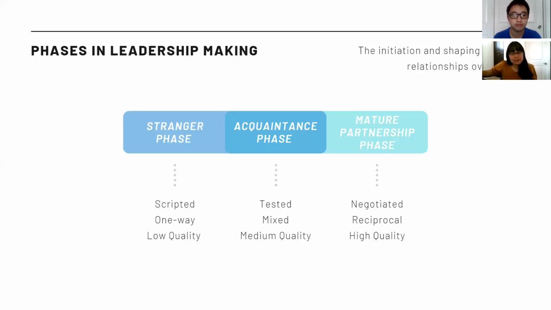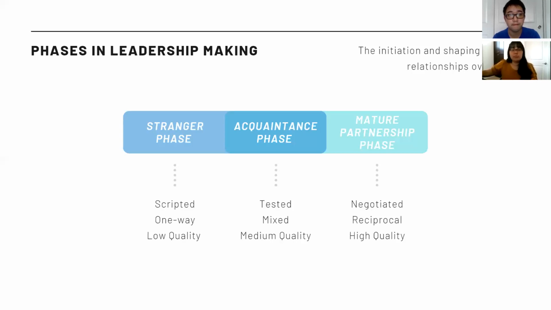During the acquaintance phase, roles are often tested. Let's say you have a position in a club and the president of that club delegates some tasks. That's when they assess your role and how you're doing in those tasks. Also in the acquaintance phase, influences are mixed, exchanges are of medium quality, and interests are in oneself and one another as well.